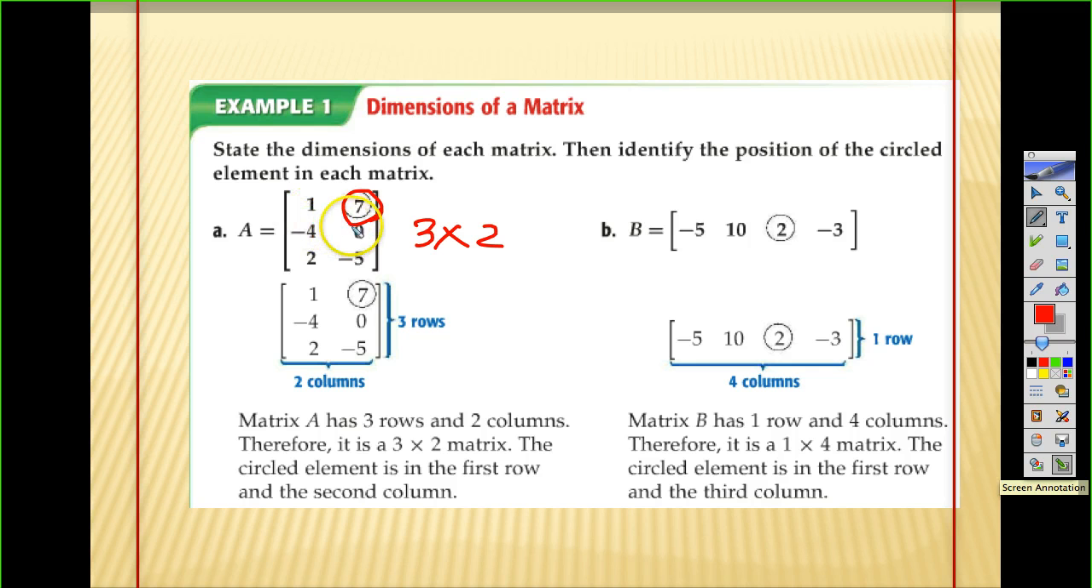So again, which row is it in? It's in the first row and it's in the second column. So first row, second column. All right. Next one, matrix B. This one has only 1 row. So 1 row and 4 columns. So it's a 1 by 4. And they want you to identify element 2. So again, it's in the first row and third column.